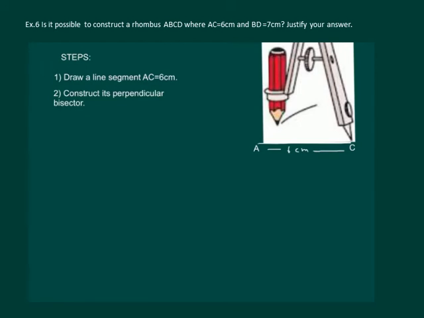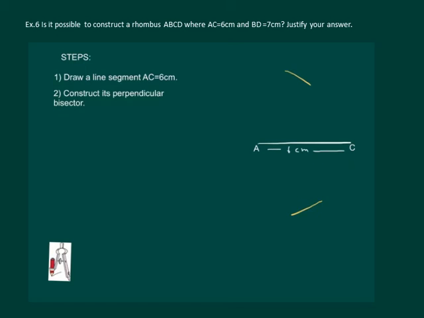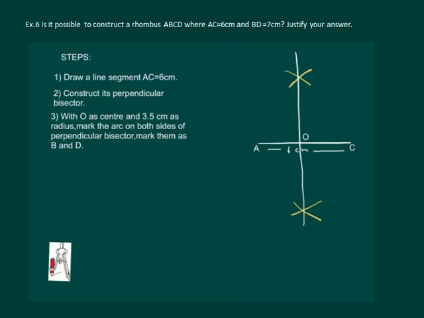To do that, we will open our compass to more than half the length of line AC and mark the arcs with A as center and then with C as center on both the sides of AC. On joining the two points, we get the perpendicular bisector of the line AC. Mark the point of intersection as O.